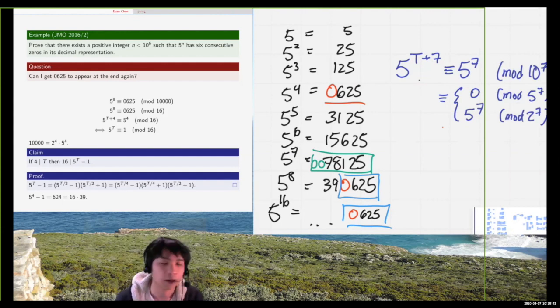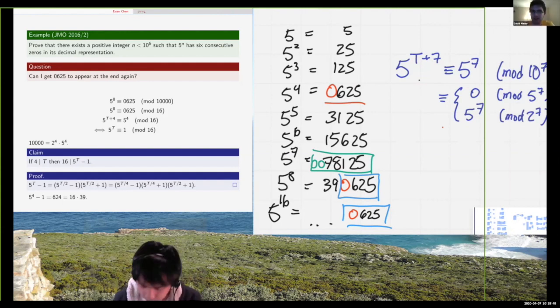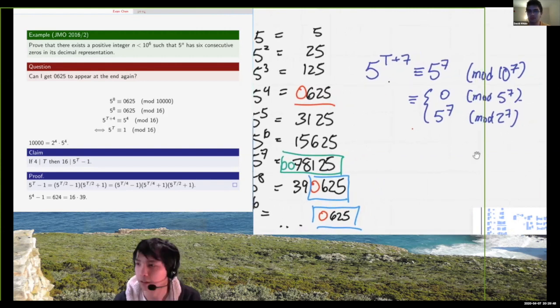Showing up? Yeah. It's just barely showing up. Okay, I'll move it a little bit to the left.